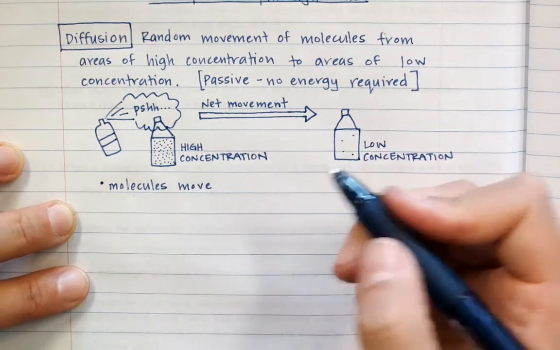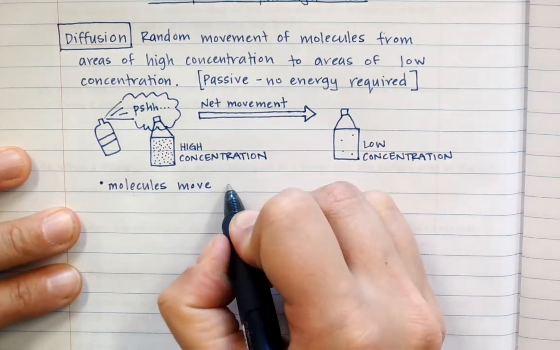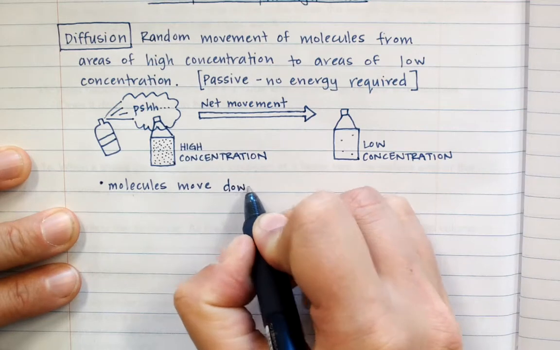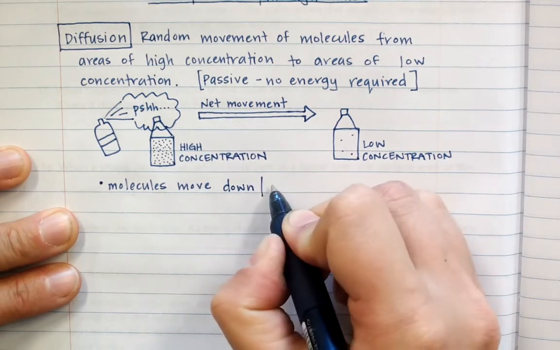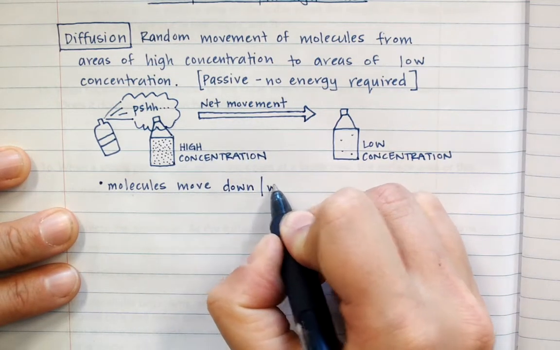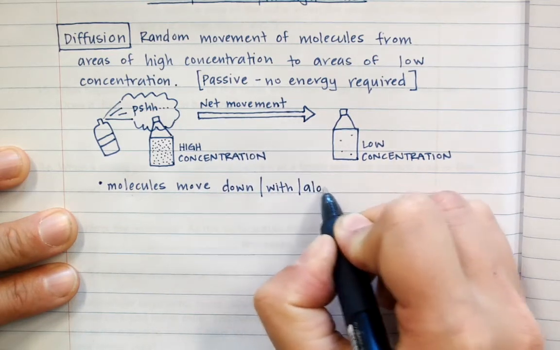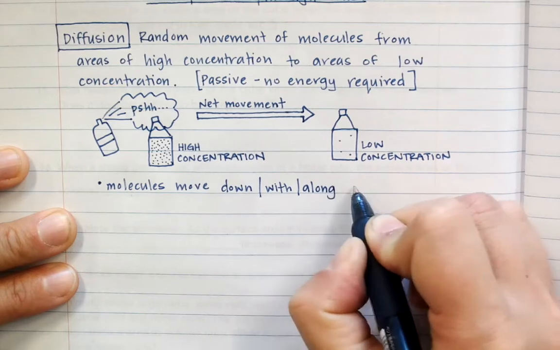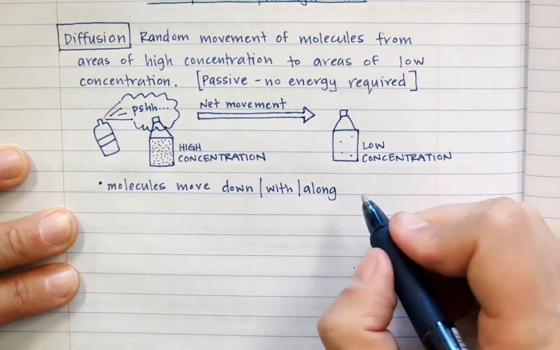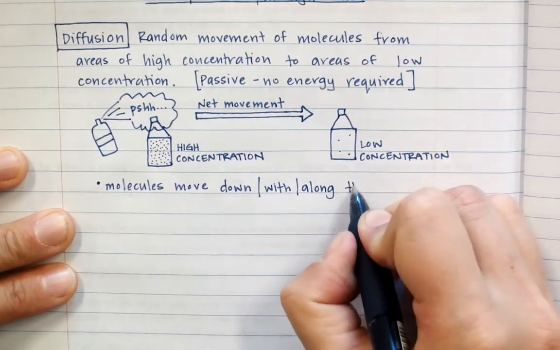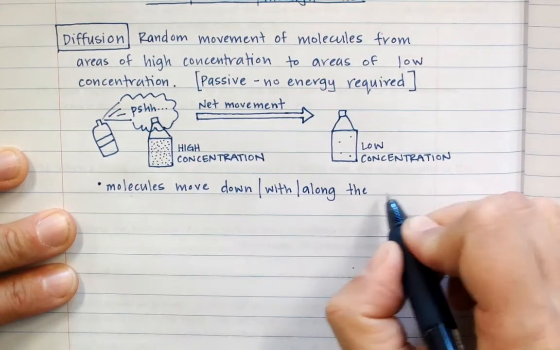and then we use different words for this. Sometimes we say that they move down the concentration gradient. Sometimes we would say that they move with the concentration gradient, or we could say they move along the concentration gradient. So those are just a couple of different options. And those could come up on a test.